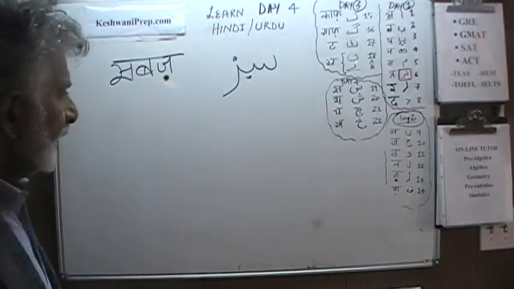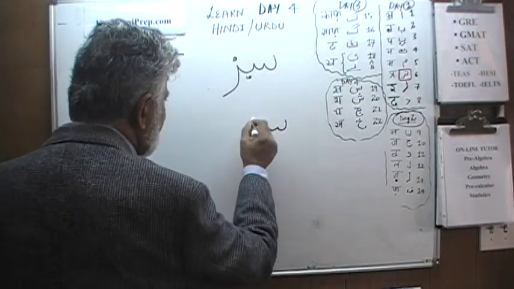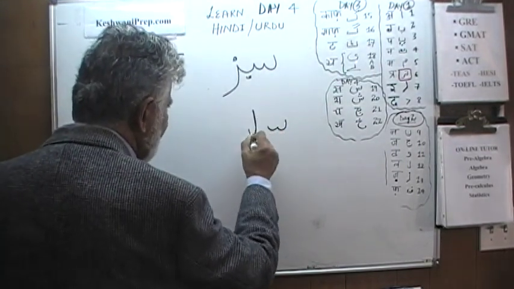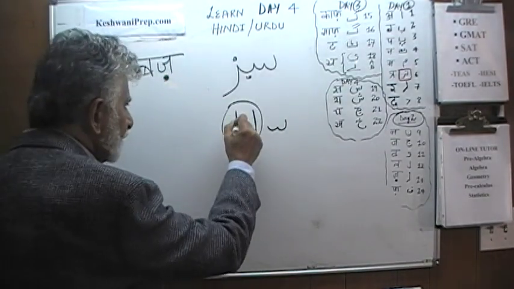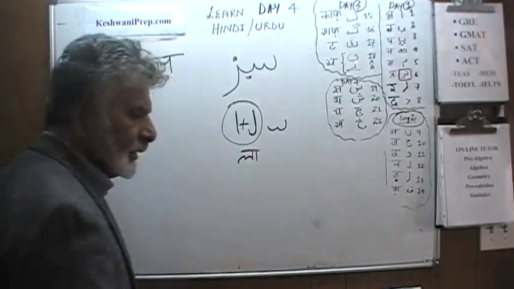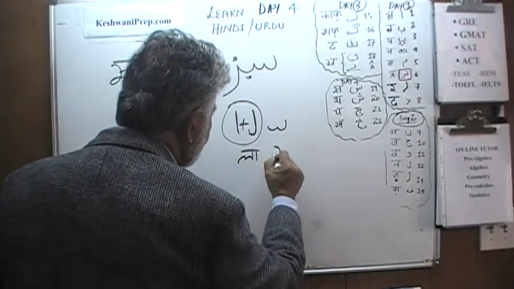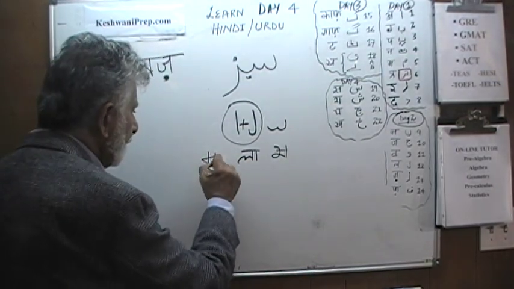Let's see if you can read the next one by yourself. Now we're going to write lam, which makes an l sound. Then we're going to put alif, they're going to be together. This alif serves as the matra, so this is your la. So, la, ma.